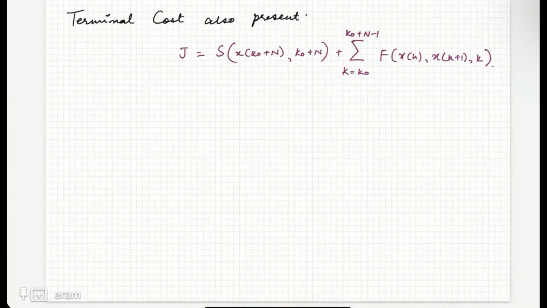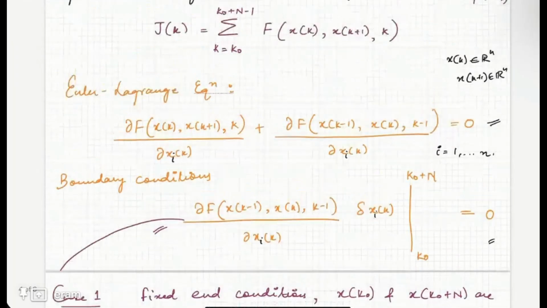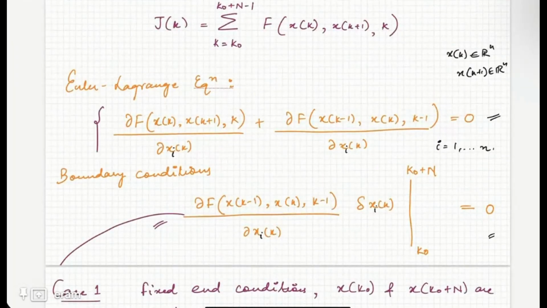Now how will our Euler-Lagrange equation modify? So Euler-Lagrange will be same as before. Means this equation will be same.